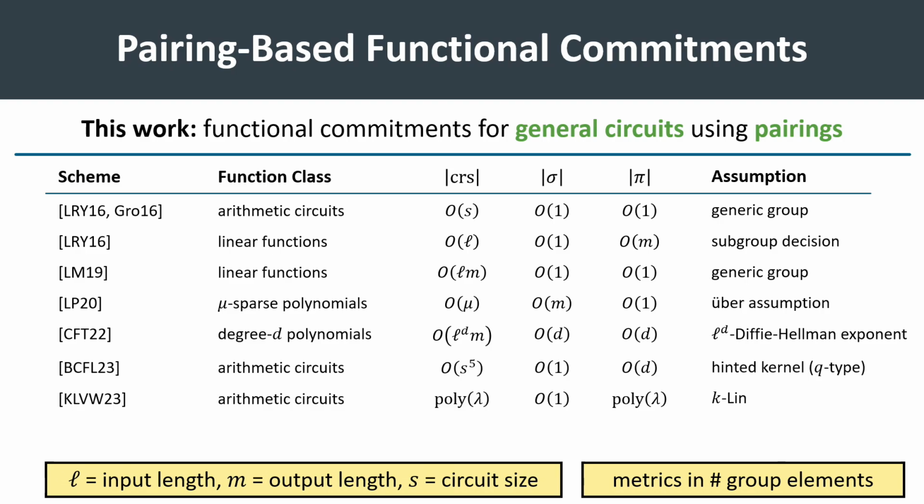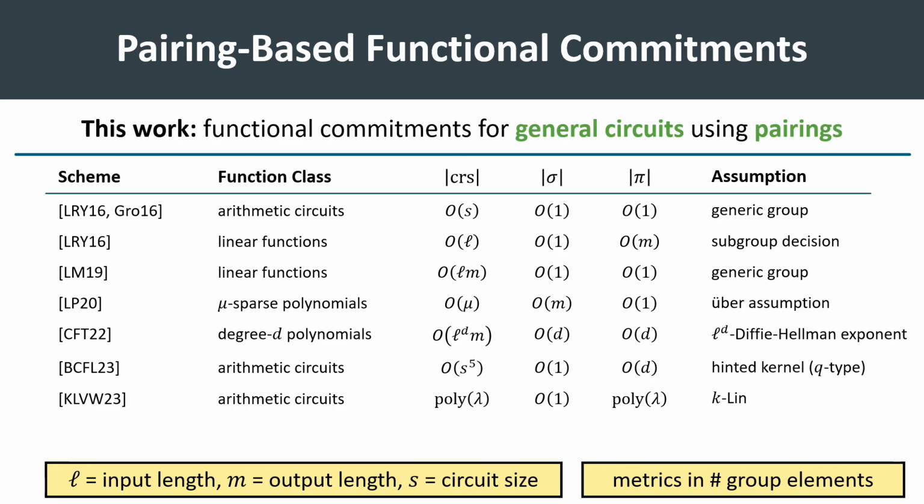And two very recent works, one by Balbas, Catalano, Fiore, and Lai, another by Kalai, Lombardi, Vaikuntanathan, and Wichs, showed how we can build functional commitments for all circuits, either from a Q-type assumption or from the standard k-Lin assumption. Of course, if we're focusing on constructions that have a constant size opening and a constant size commitment, neither of these constructions quite hit the mark. For instance, in the Balbas et al. construction, the size of the opening scales with the depth of the circuit that's being considered, while the Kalai et al.